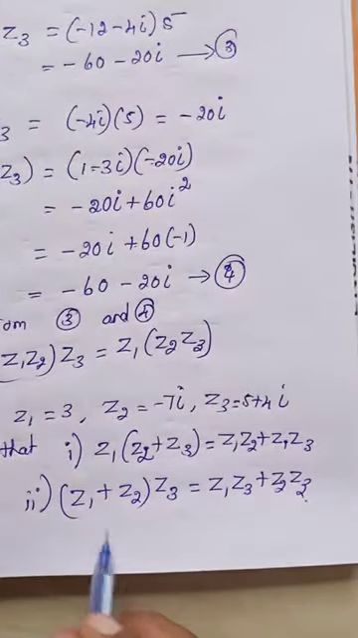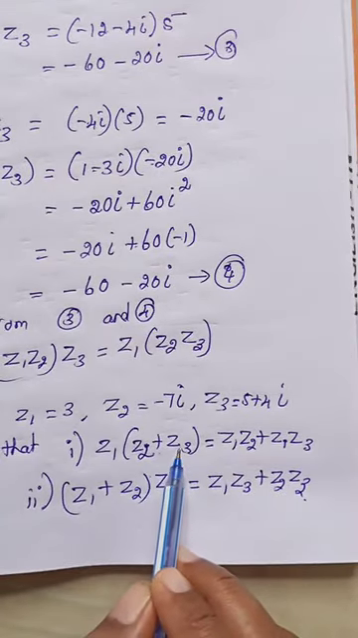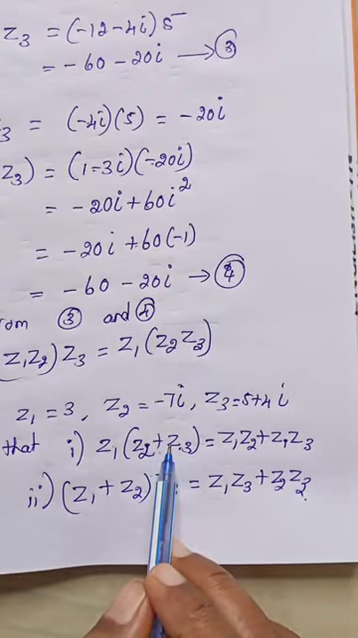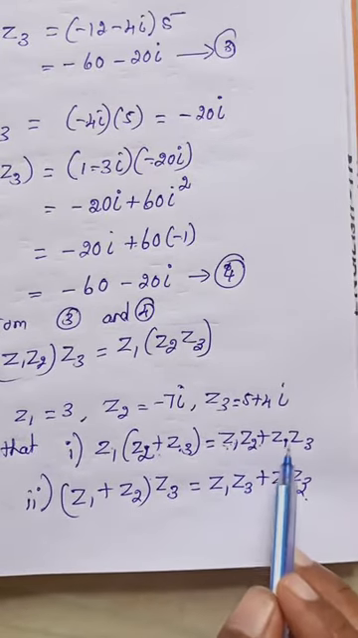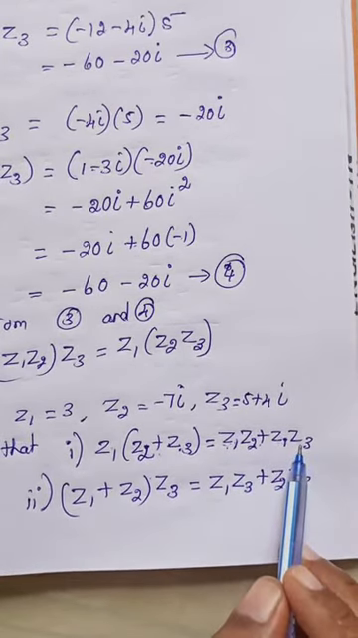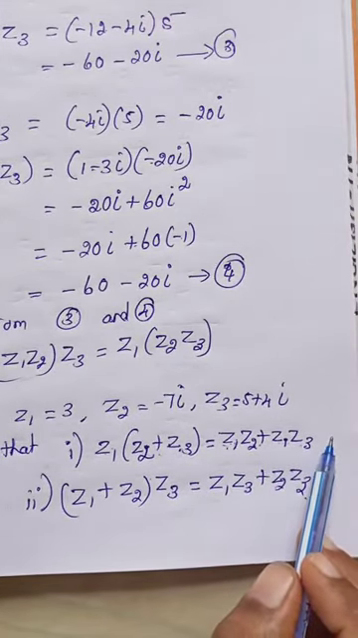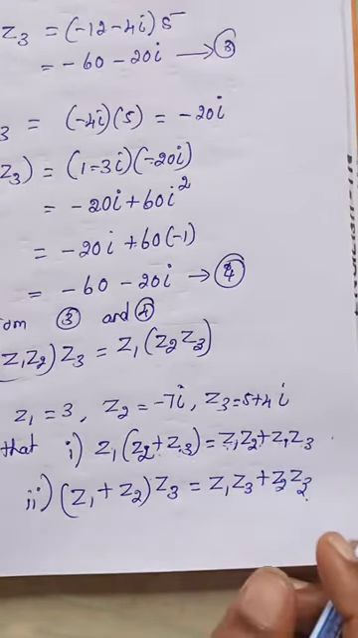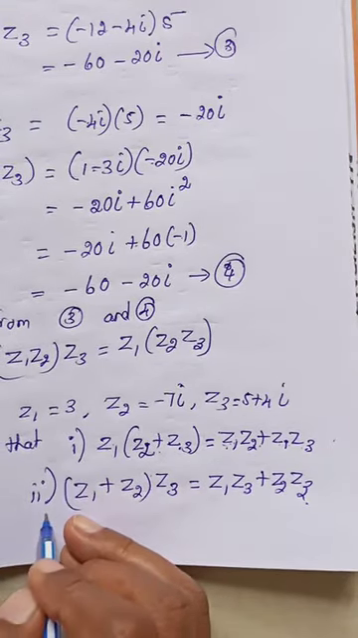So in order to complete this, for the first subdivision we first have to add Z2 and Z3. Then with that answer we have to multiply by Z1. Keep that as equation number 1. On the right hand side, first find Z1 into Z2, then Z1 into Z3, then add both. Keep it as equation number 2. Both anyway we will get equal answers. Then we can write from 1 and 2. Is that clear? So I hope you can do both of these as homework.